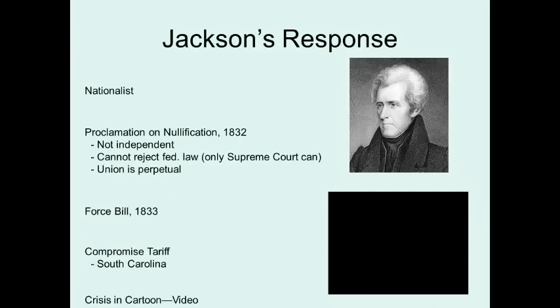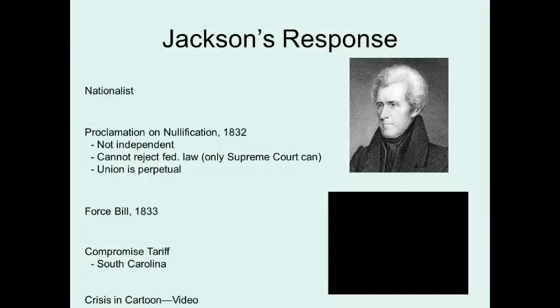Jackson was a nationalist at heart. He believes in the United States as a union. He believes it's whole, that it's indivisible. And he viewed South Carolina's actions as a direct challenge to the federal government. He did believe the federal government was supreme, that South Carolina can't challenge it. And so, in response to South Carolina's nullification acts, Jackson will issue a proclamation on nullification in December of 1832.